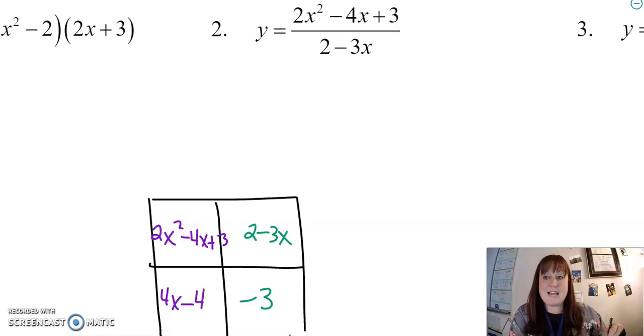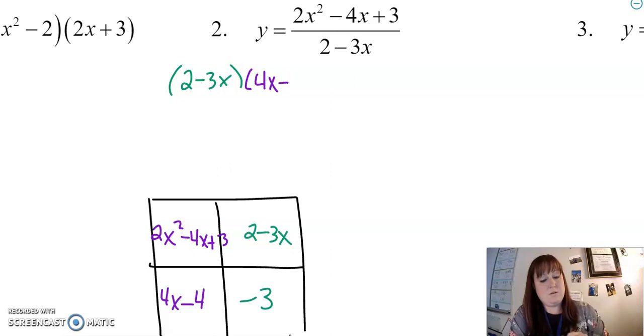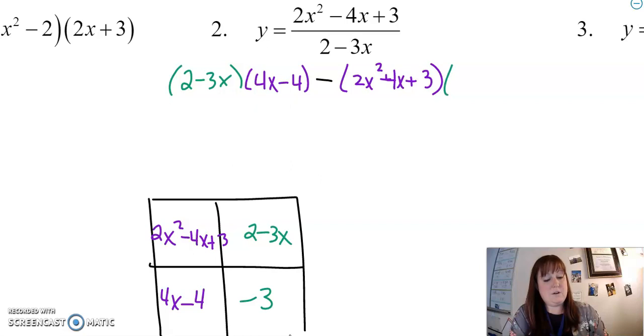Okay, so we got to go low d high minus high d low. So purple is our high and green is our low. Okay, so low times the derivative of high, right? 4x minus 4 minus high. Make sure you put all of these in parentheses because you're multiplying the whole thing together. Okay, low d high minus high d low. Square the bottom and away we go.